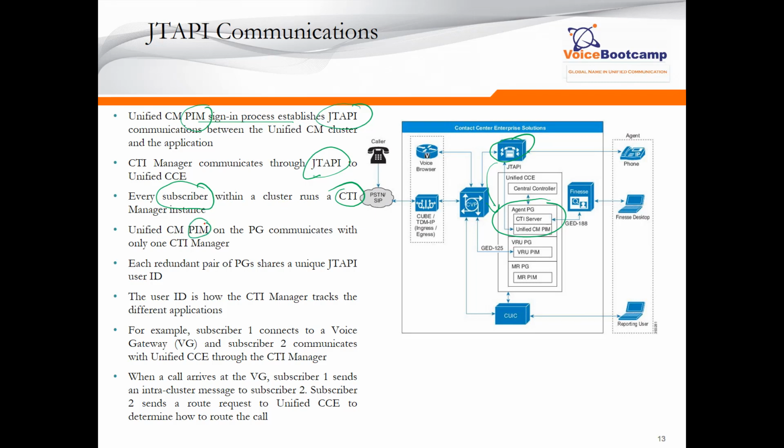Unified Call Manager PIM, or the Peripheral Interface Manager on the agent PG, can communicate with only one CTI manager. So this is why you need to point one PG to the subscriber primary call manager. You need another PG server to point to the secondary call manager. Each redundant pair of PGs shares a unique CTI user ID. This is often known as the application user ID.